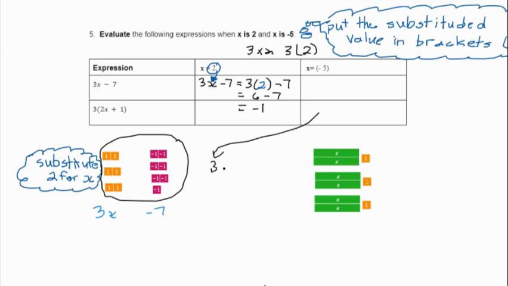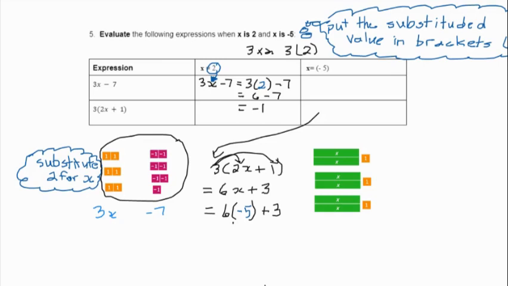So 3 times 2x plus 1 can be rewritten as 6x plus 3. That's using the distributive property, 3 groups of 2x, as we can see, and 3 groups of 1. Now I'm going to substitute negative 5 for x. So this equals 6 times negative 5 plus 3. So I'm replacing the x with negative 5.